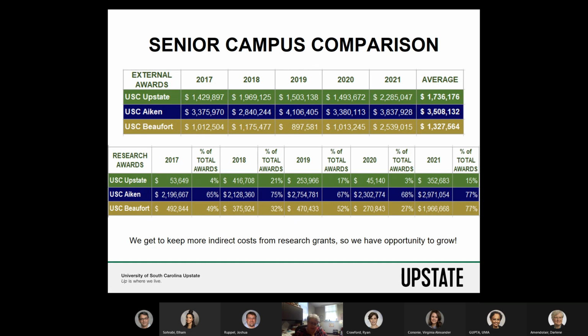And then I also wanted to particularly highlight research awards, because if you'll notice, that is a much larger percentage of the total awards for both Aiken and Beaufort than it is for Upstate. Most of our awards are service and training awards. And service and training grants are great, but we get to keep more of the indirect cost money for research grants. So we would love not to get rid of those training and service grants, but to add more research grants to our portfolio as well. So I just wanted to give you an idea of where we are.